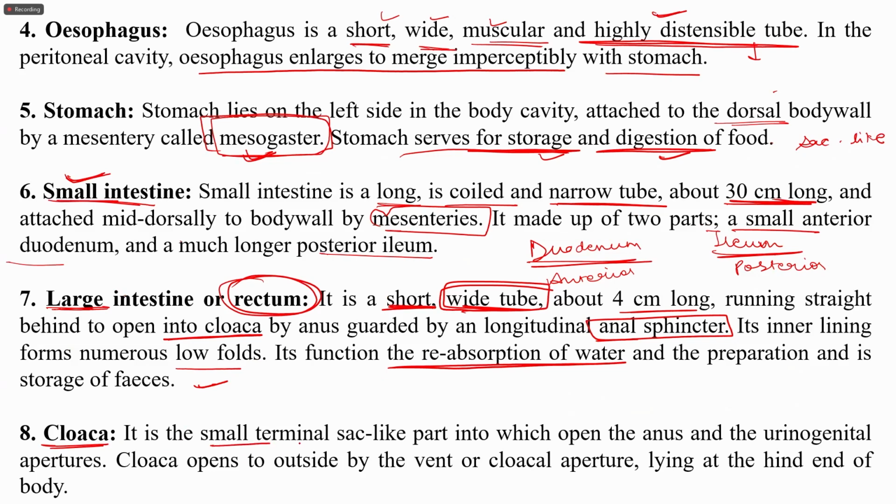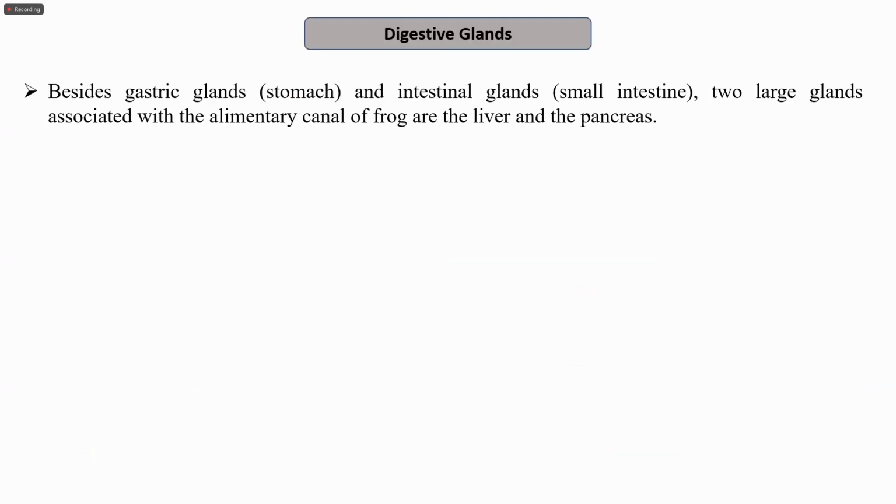The cloaca is a small terminal sac-like part into which open the anus and the urinogenital apertures. We will talk about the urinogenital system. Urinogenital means the excretory system that mainly leads to the excretion of urea. In frogs, it's urea. The cloaca opens to the outside by the vent or cloacal aperture, which lies at the hind end of the body. So this is about the alimentary canal.